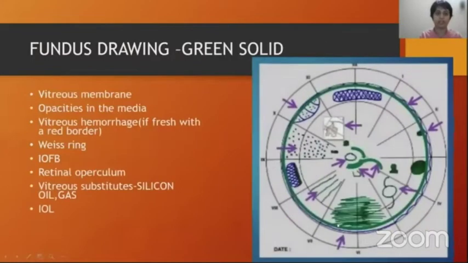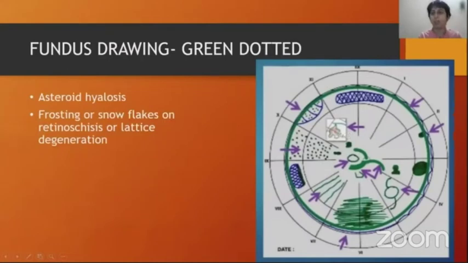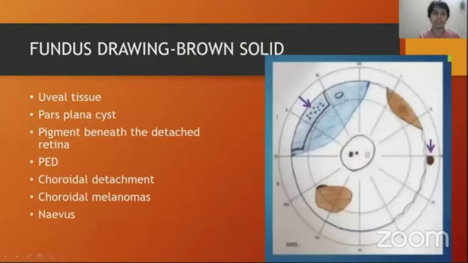So anything in front of the retina is given a green color. It can be vitreous membranes, vitreous hemorrhage. If it's fresh, you can border with the red color. V-ring. Okay. Any intraocular foreign bodies or like the IOL, vitreous substitutes, silicone oil, and these opacities in the media. Also, the elevated new NVE will be given a border of green. Green dots, this is for asteroid hyalosis and frosting on the lattice degeneration of the schisis.